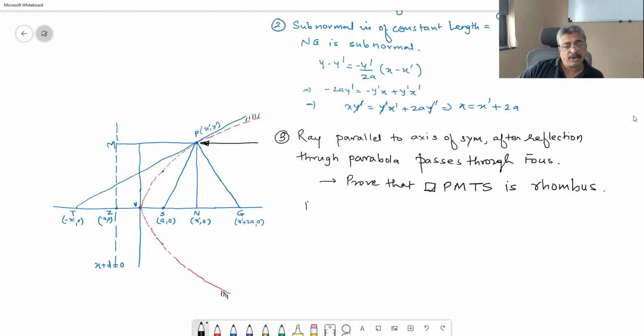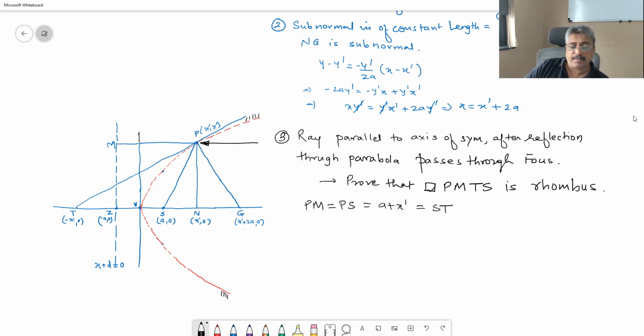We know that PM is equal to PS. PM distance wise, if you see up to this point, because this is the y axis, the distance is x dash, and from V to Z it is A, so A plus x dash is the distance PM or PS. And now you will observe here from S to T is also A plus x dash. Therefore, PM is equal to PS is equal to ST.